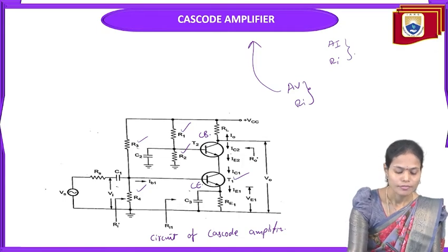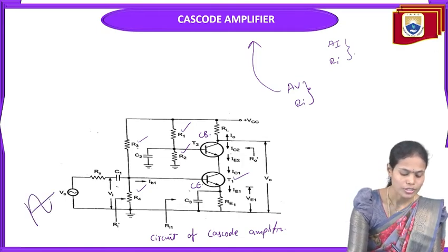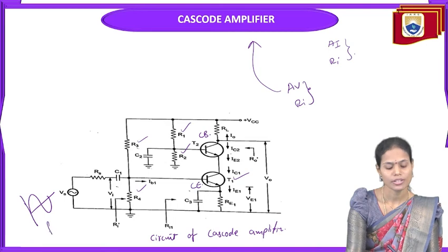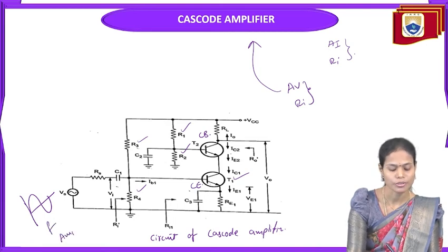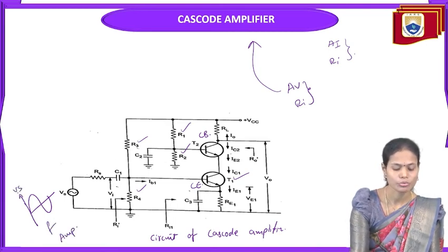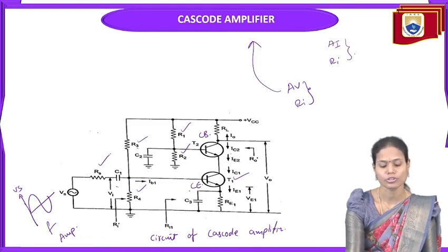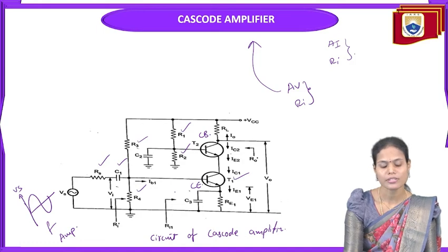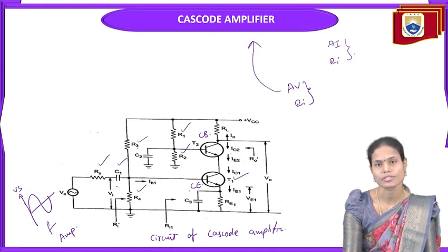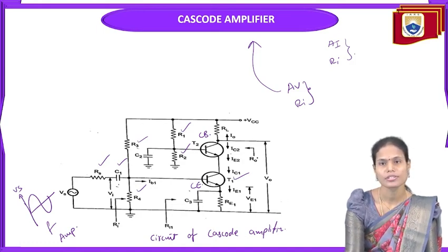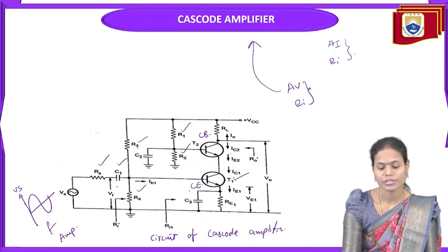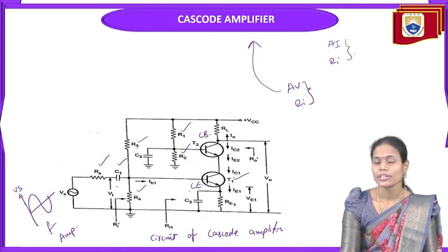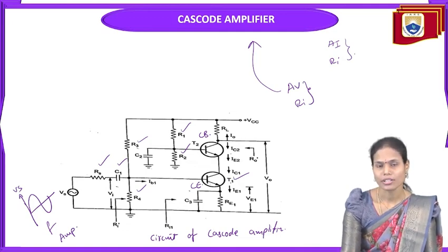And we are applying the input signal as a sinusoidal signal with some frequency and amplitude through the source resistance Rs and through the coupling capacitor C1. So the function of C1 is to pass the AC signal to the base of the first stage and it blocks the DC signal to the first stage. So once we provide the input to the base of the first transistor, we are operating this transistor in the active region.